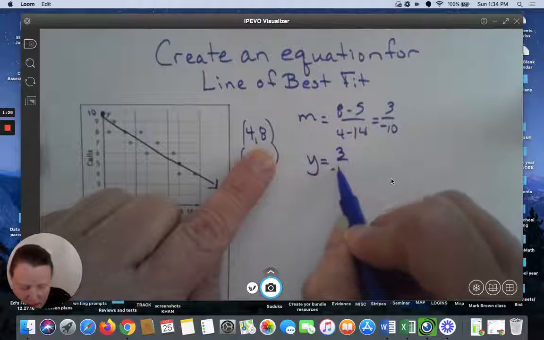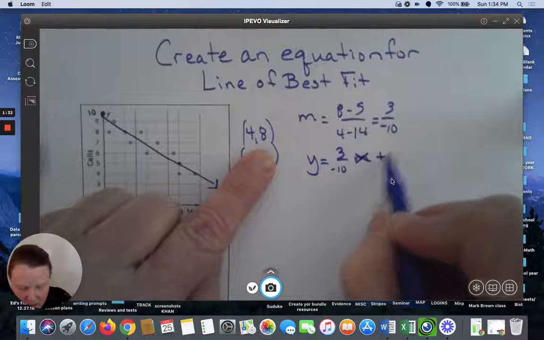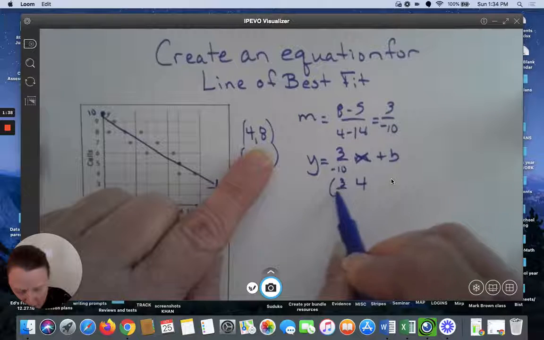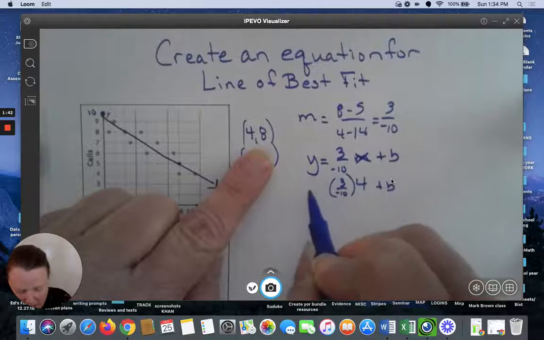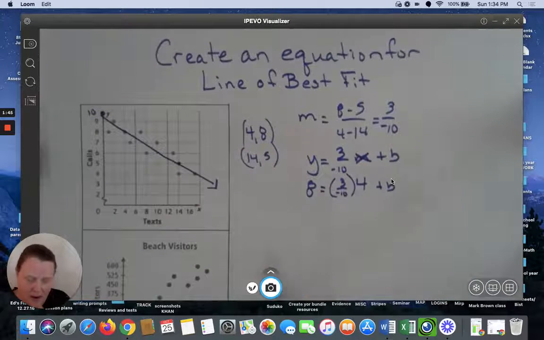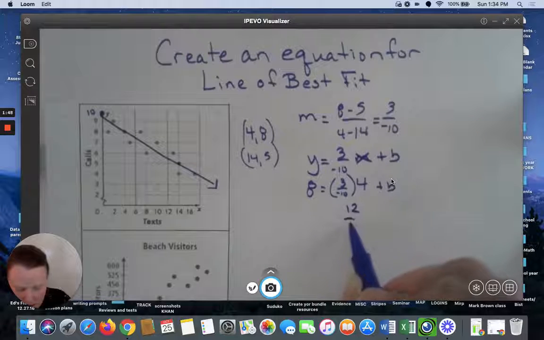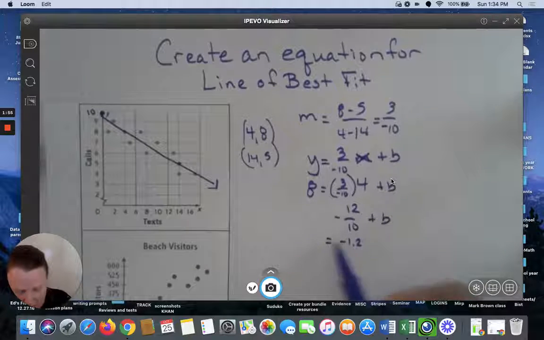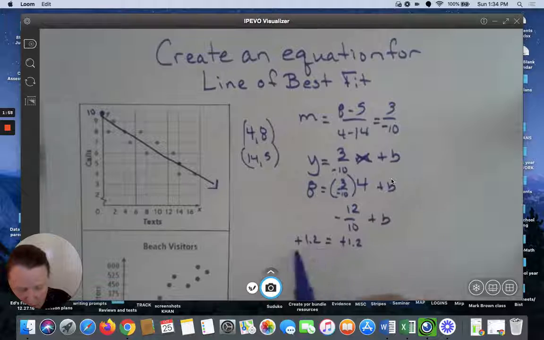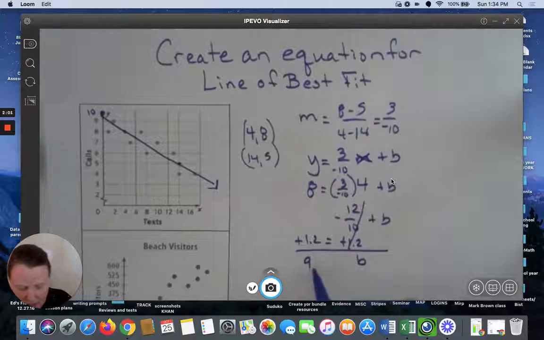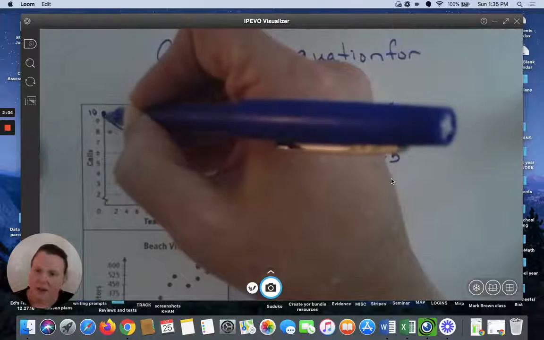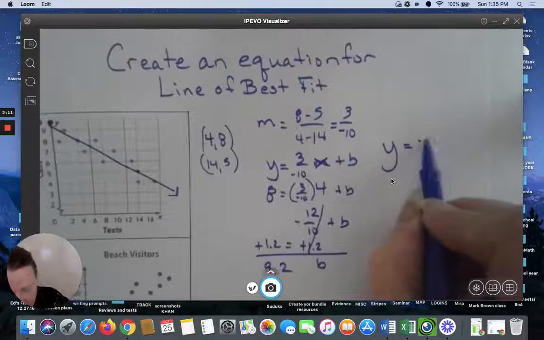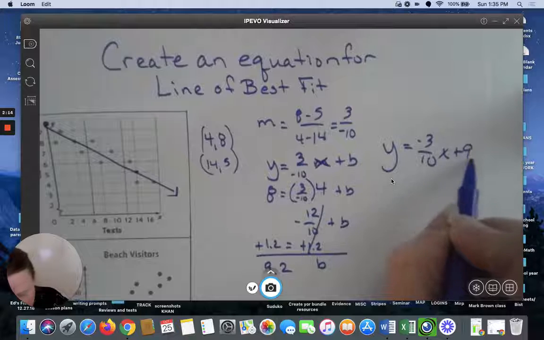So I'm going to have negative 3/10 times x plus b, and we're going to substitute. I'm choosing 4 and 8, so I'm going to put a 4 in here, which again doesn't work out beautifully, but it's not a horrible problem since I have a calculator. So we're going to work the math out here. So 12 over 10, which we know is 1.2 negative. When we add 1.2 to both sides, those cancel out, and I end up with 9.2, which is why I was slightly under where the 10 was in the original graph. So there's my equation: y equals negative 3/10 x plus 9.2.